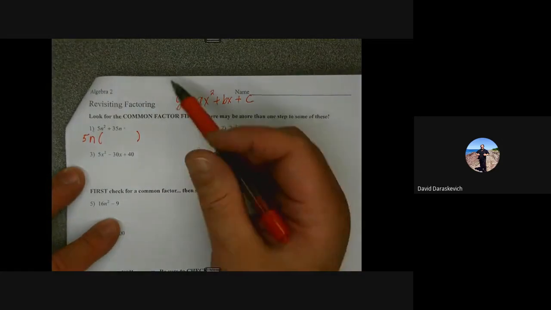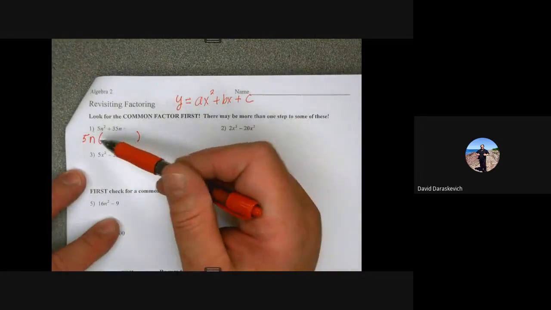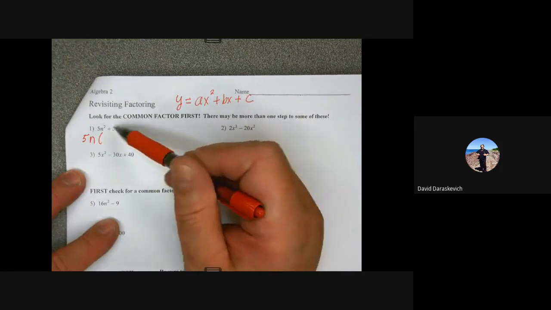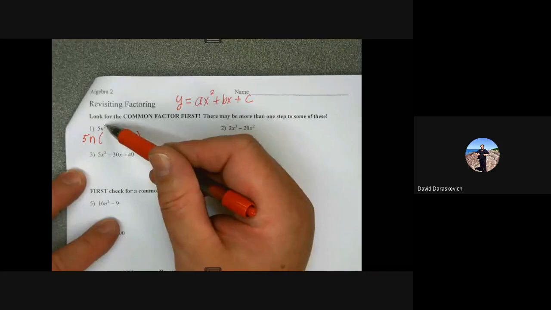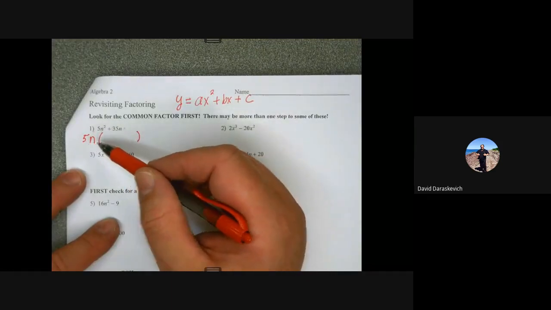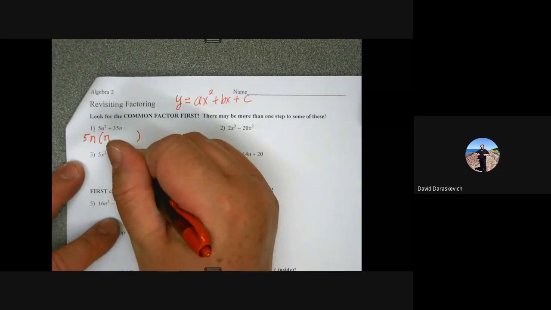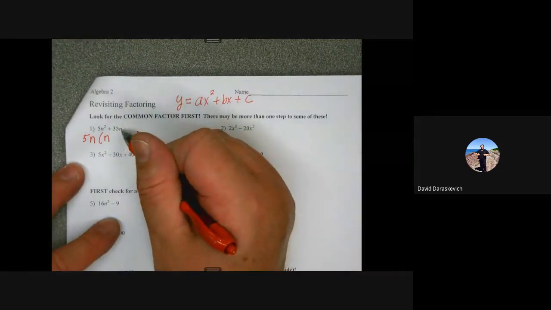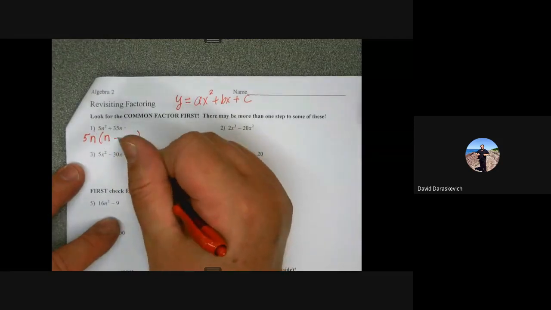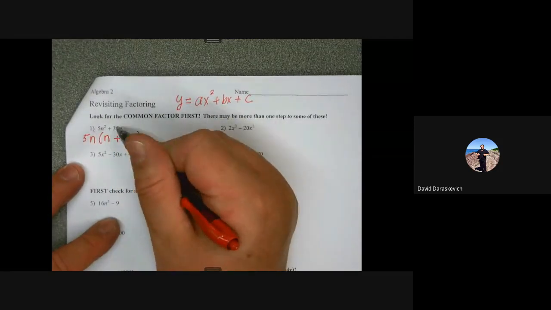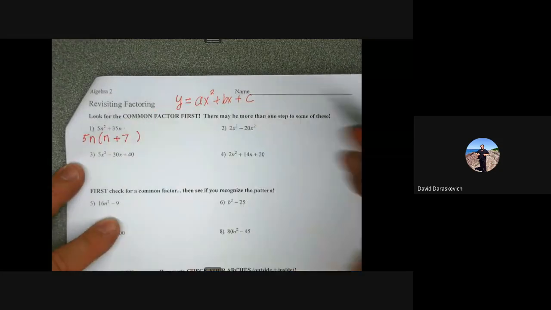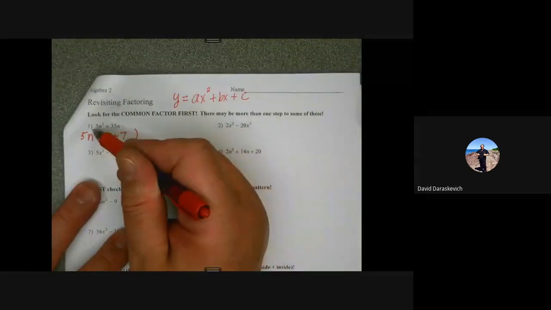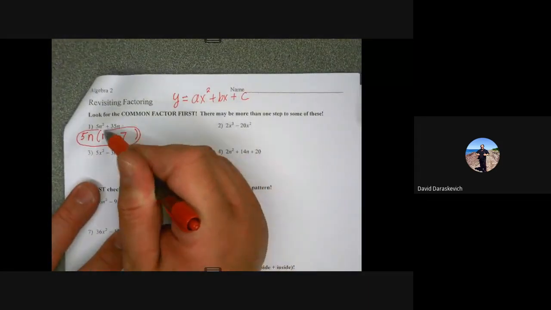Now we're undoing the distributive property, right? And we would normally multiply. So if we're undoing it, we're going to divide. So I'm going to take 5n squared, divide it by 5n, and I get 1n left. Then I'm going to take my positive 35 and divide it by 5n, and that's going to give me 7. 35 divided by 5 is 7. The n's cancel out. So that's my answer. Okay.